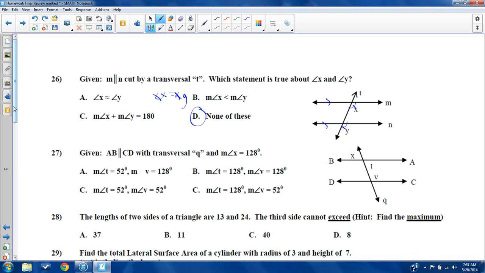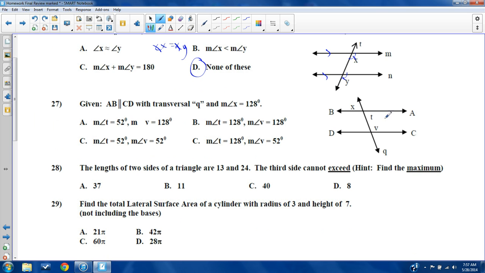They are congruent. Okay, AB is parallel to CD with transversal Q. That line, and the measure of X is 128. That's odd. That's not drawn to scale at all. Oh well. The measure of angle T is going to be the same. These are vertical angles, which are congruent. So T is going to be 128.